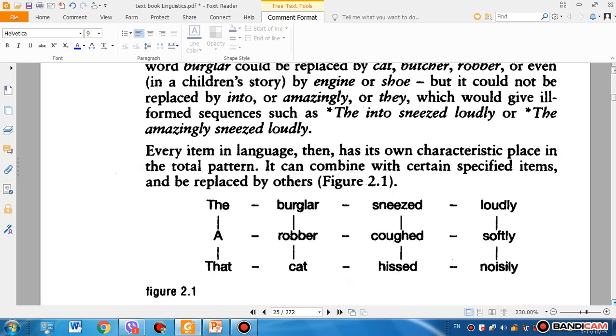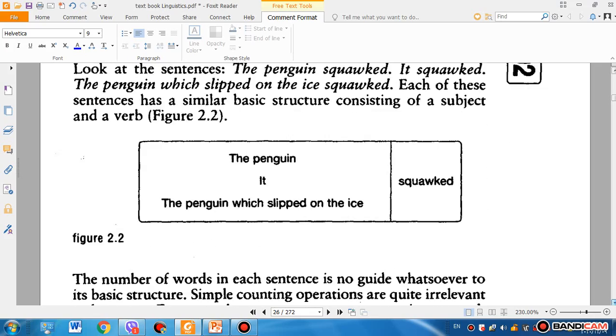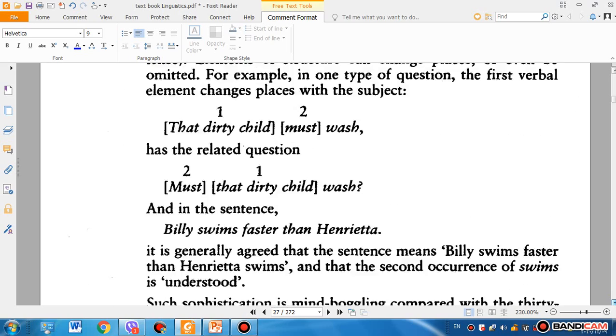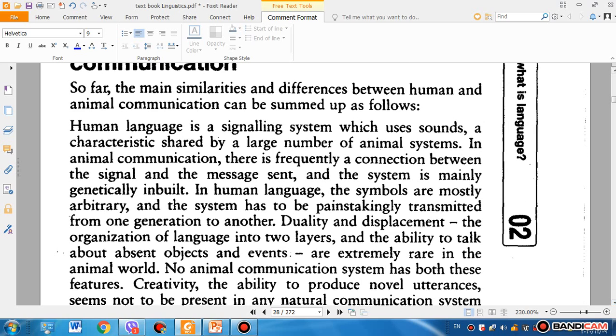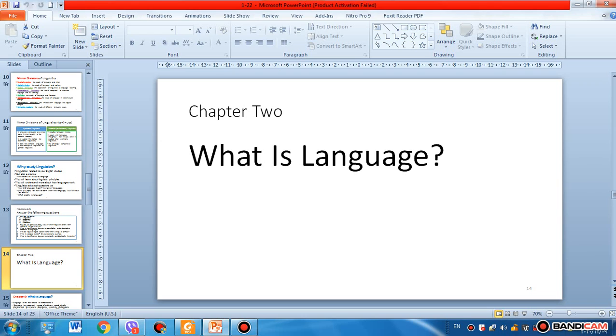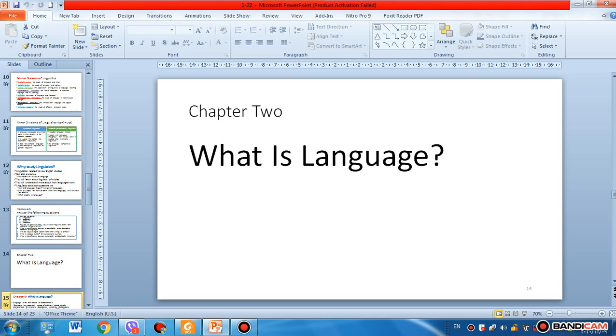You have to read the whole chapter, and the last point is structure dependence. This is number 8. So these 8 features were proposed by Charles Hockett under the name design features. And the design features I'm going to discuss in detail on the slides. This is the end of the design features. So from page 13 to 21, all the 8 design features of human language are discussed. Let me go back to the slides. As I told you, slide number 15 gives you what?